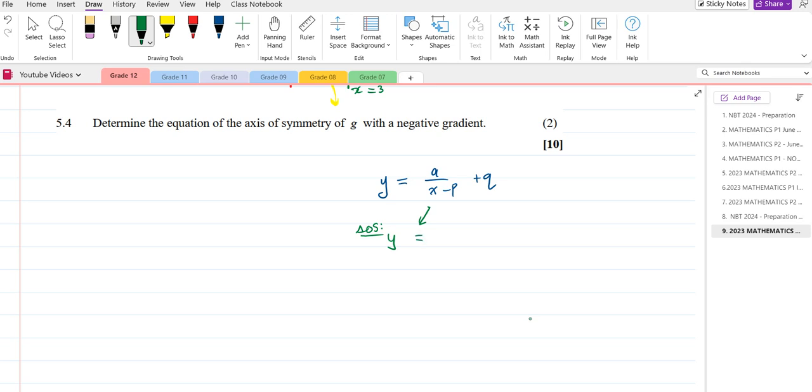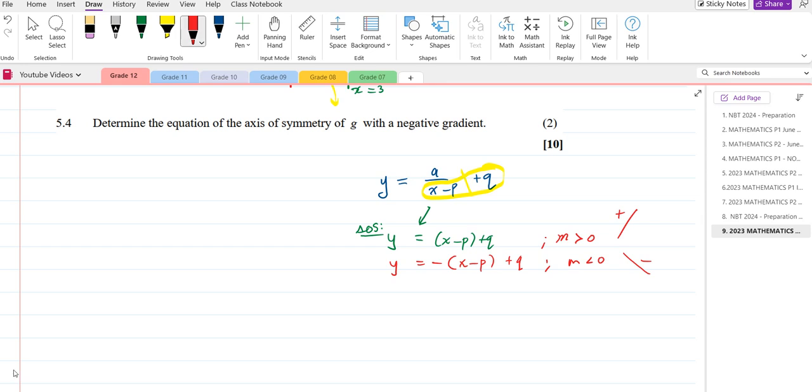It is y equals x minus p plus q. Alright, so you're just adding them up like this. And then look at this bottom part. We only say y equals negative into x minus p, still plus q. Right, so this is the negative axis of symmetry with gradient negative, and this is the positive axis of symmetry with gradient positive.